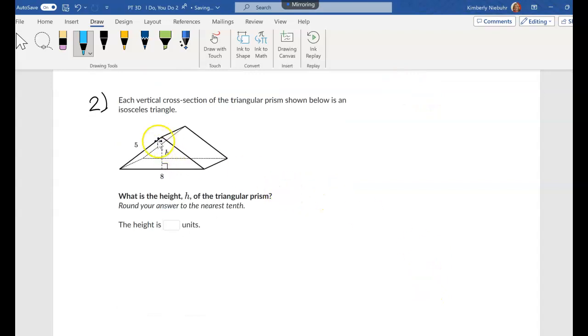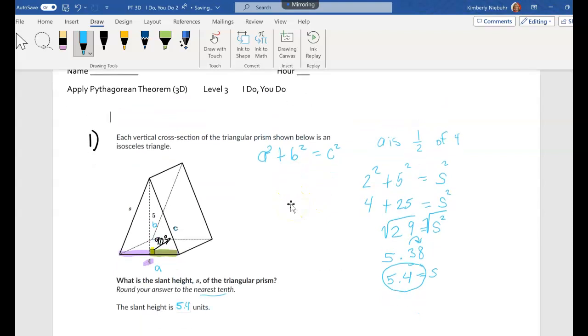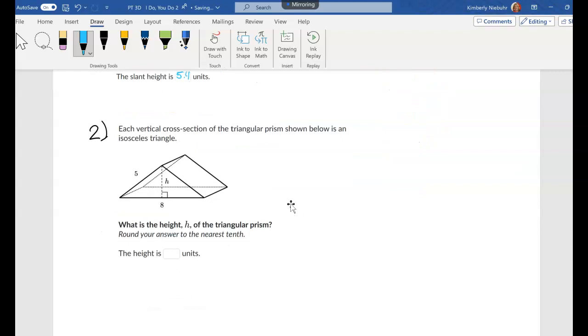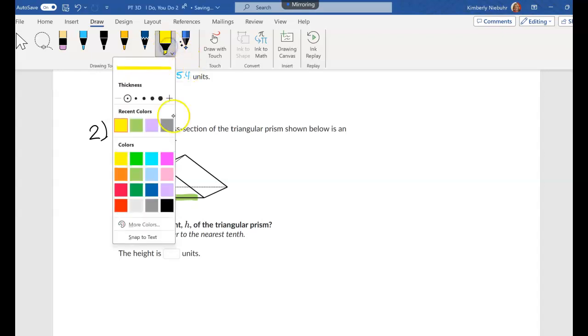I want you to solve number 2 on your own. Each vertical cross section of the triangular prism shown below is an isosceles triangle. You're going to work it not identically to this, but very close to it. Okay? Notice the whole base is 8, just like we did up above. We're going to take 8 and divide it by 2, and we'll get half of 8. And we are solving for H this time. We're solving for the vertical height.